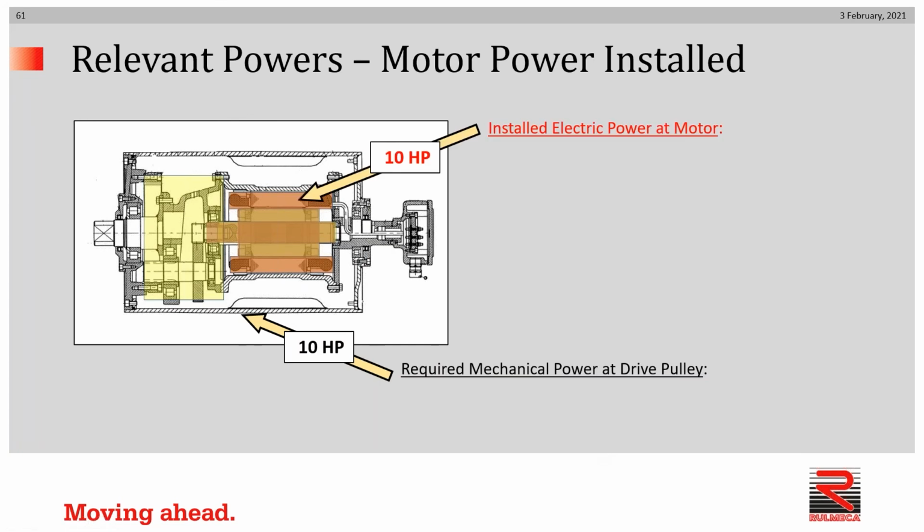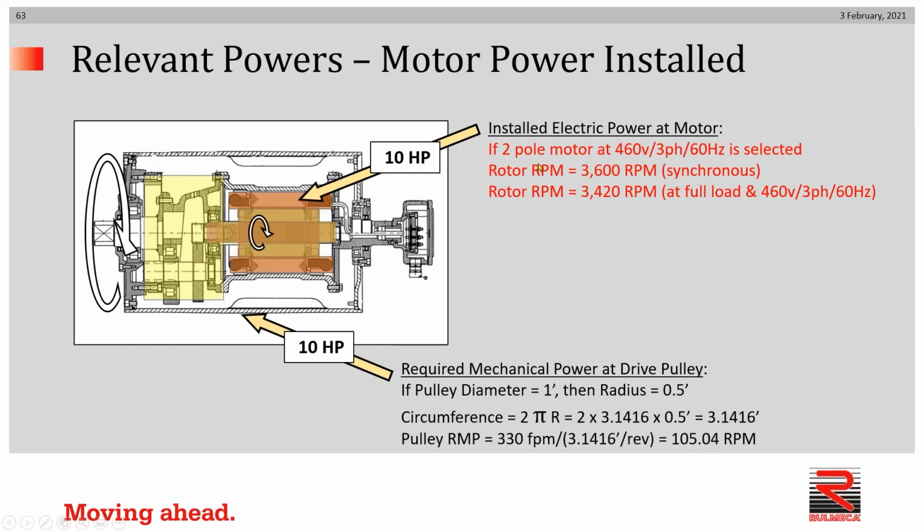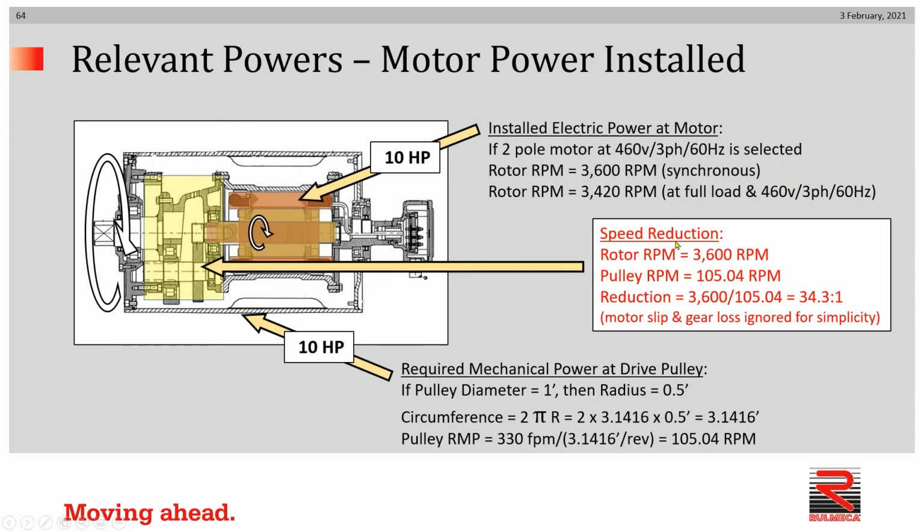So if we've calculated required mechanical power at 10 horsepower, and we're going to install an electric motor, it should be 10 horsepower. We can calculate the pulley diameter in the same manner, coming up with the same ratio. If the motor is two-pole, as in the previous example, we get the same RPM, 3,600, and the gear ratio is the same, 34.3 to 1.